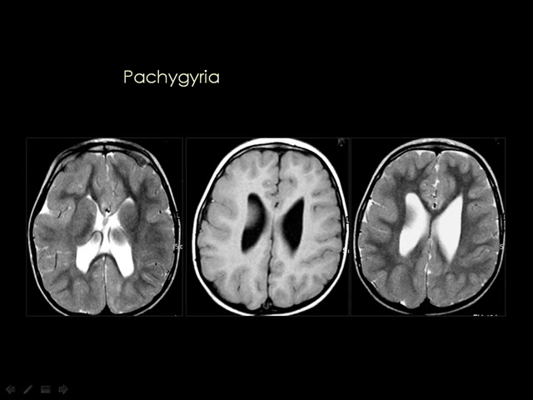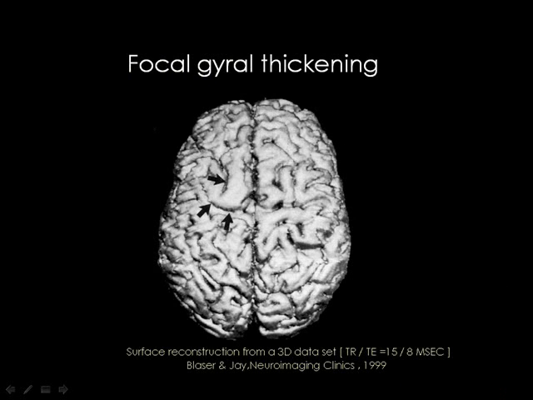In pachygyria also, here you can easily notice the small number of sulci and the broadening of the gyri with marked thickening of the gyri. This can also be discriminated or seen better by the surface reconstructed 3D MRI images, where you can see the marked thickening of the gyri and the few sulci in the region of pachygyria.